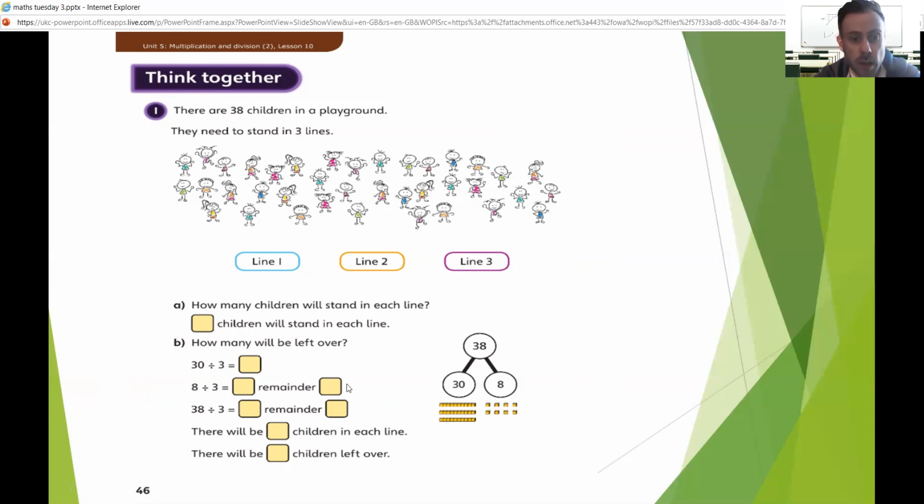Think about it. I'm not going to tell you. And then 8 divided by 3. But there will be something left over. What I want you to do is have a go at both 1A and 1B now.